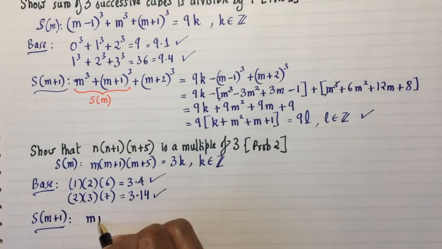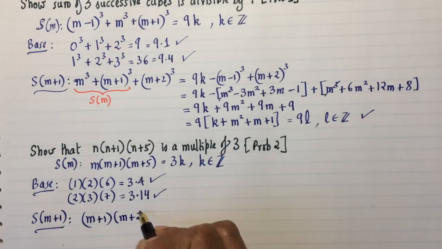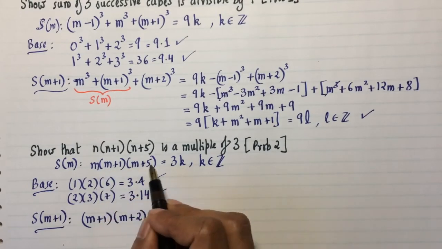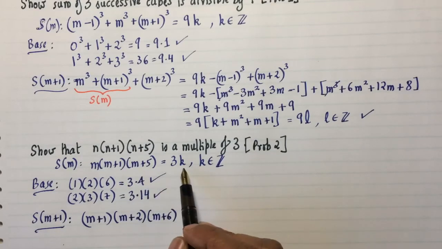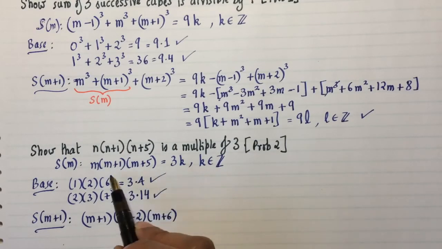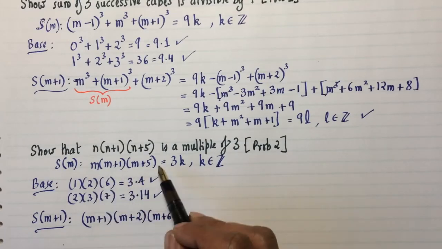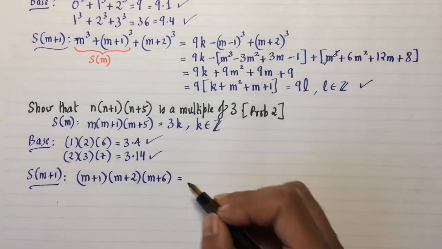That's equal to m plus 1 times m plus 2 times m plus 6. All I've done is replaced m with m plus 1. Now that should be made to look like 3 times something. Unfortunately, if I want to use the inductive hypothesis, that has m times m plus 1 times m plus 5. You see that only m plus 1 is there. You don't have m or m plus 5. How do you do this? So one step is to just proceed by simplifying and see how far we can get.